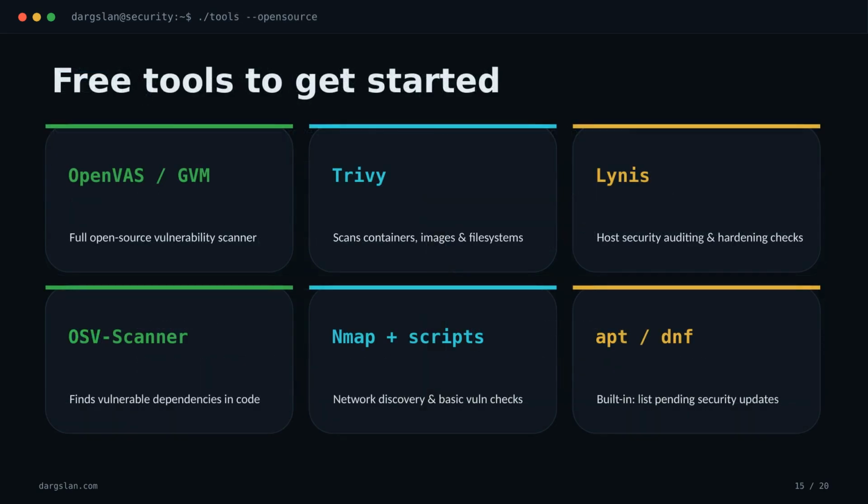Now that you understand the cycle, let's talk tools. And the good news is, you don't need an expensive license to begin. OpenVAS gives you a full vulnerability scanner, Trivy handles containers and images, and Lynis audits the host itself for hardening gaps. On the code and network side, OSV-Scanner spots vulnerable dependencies in your projects. Nmap, with its scripting engine, covers discovery and basic checks. And don't forget apt or dnf. Your own package manager will already tell you which security updates are waiting.